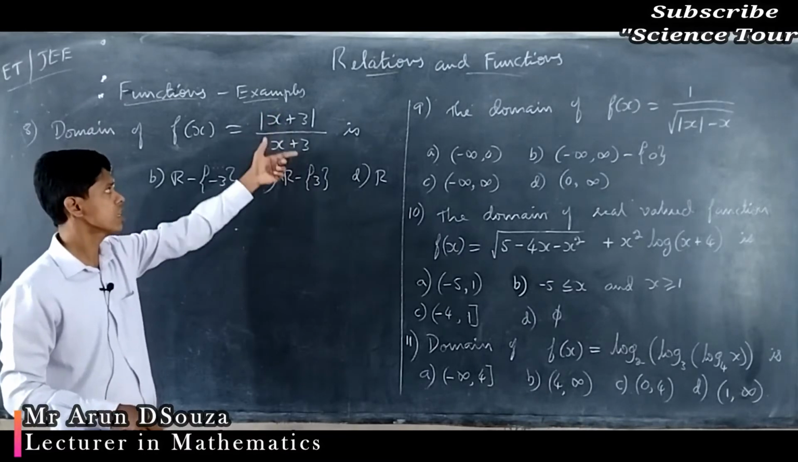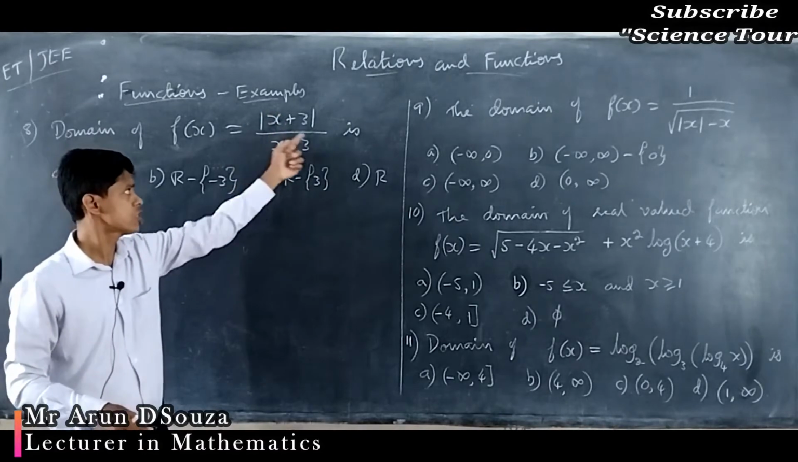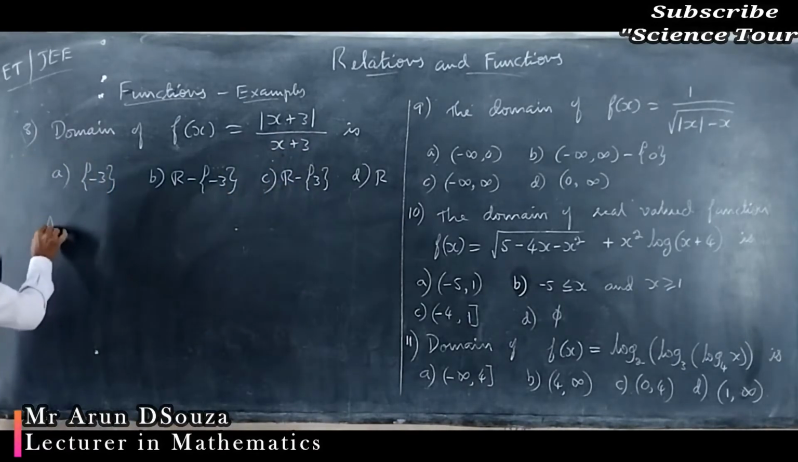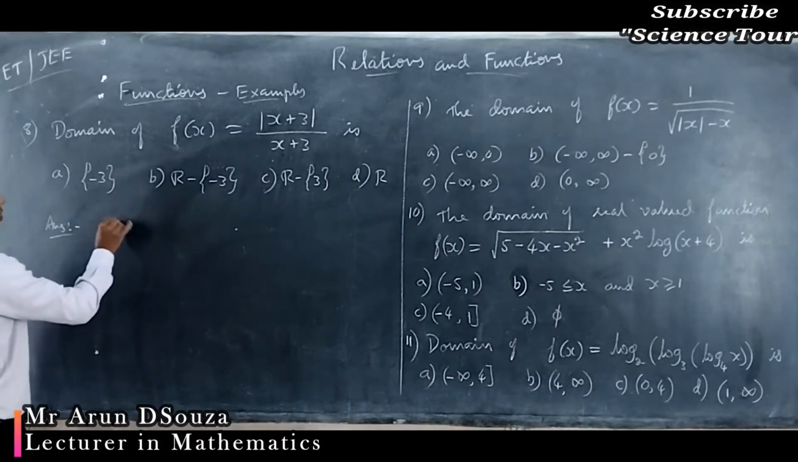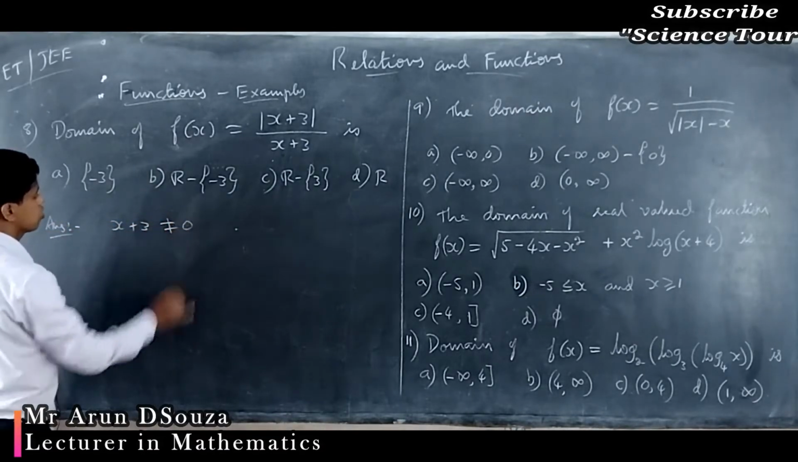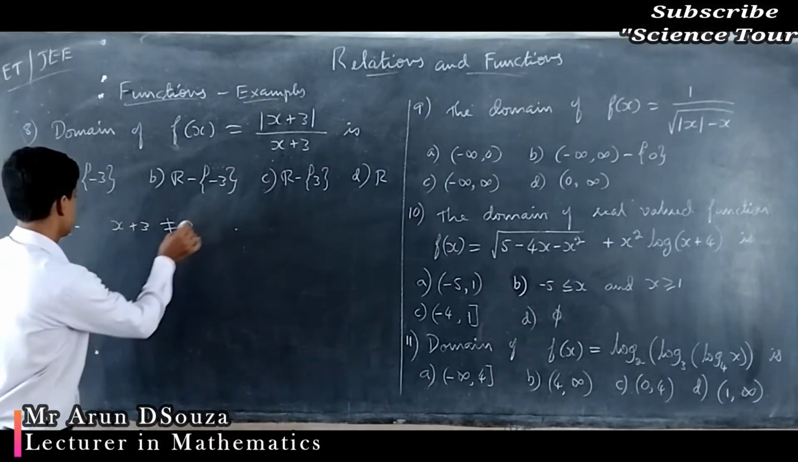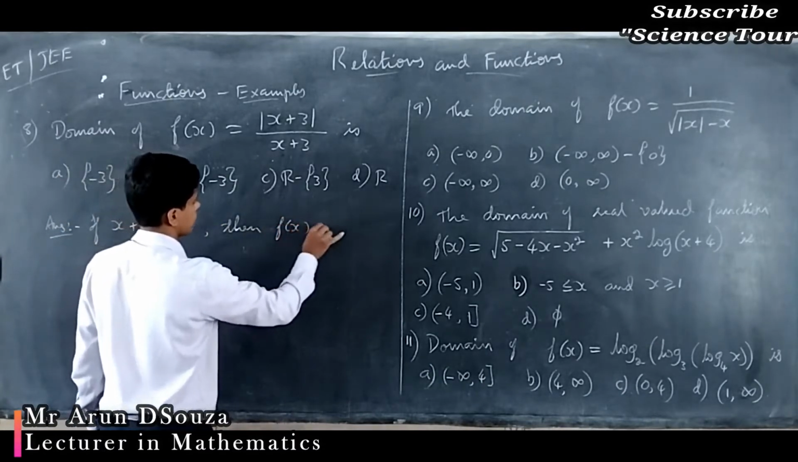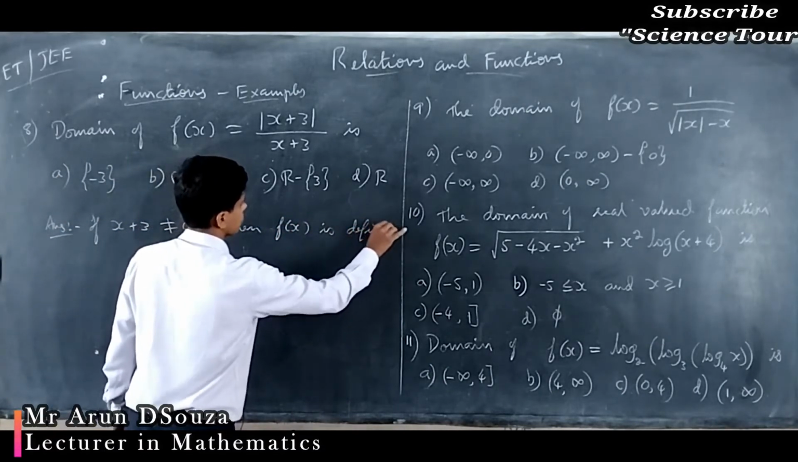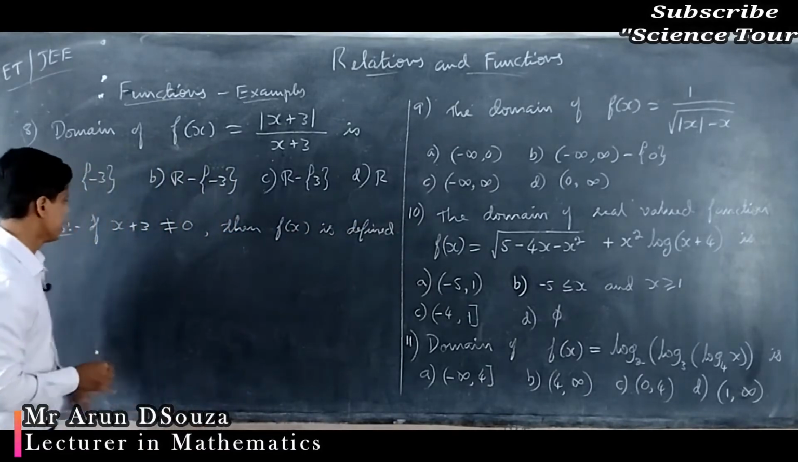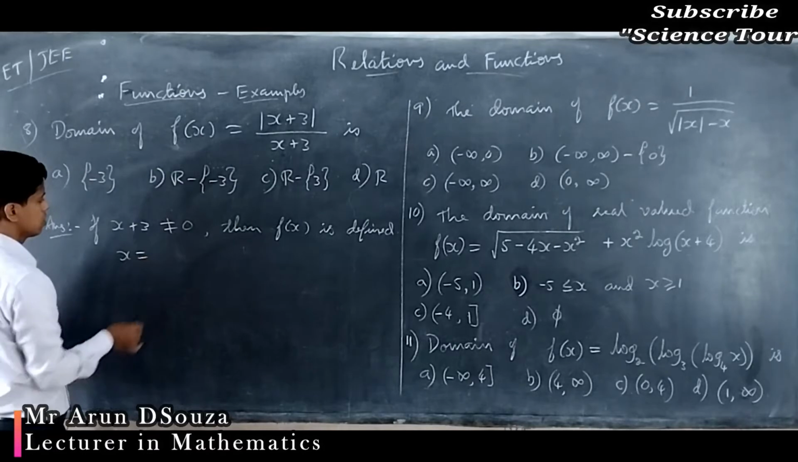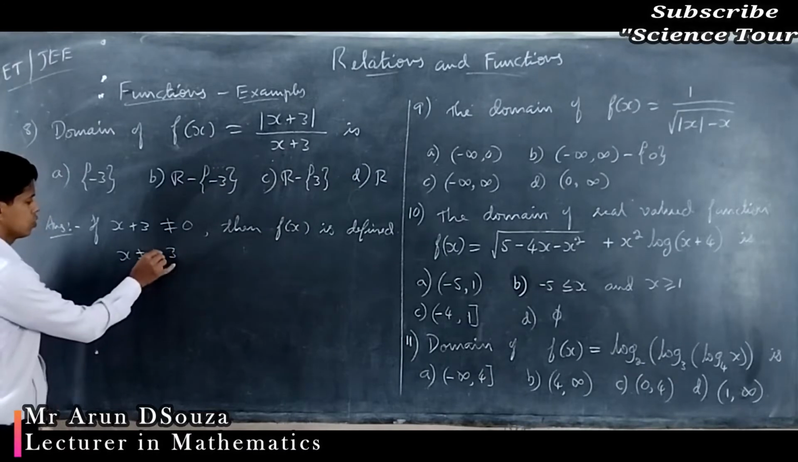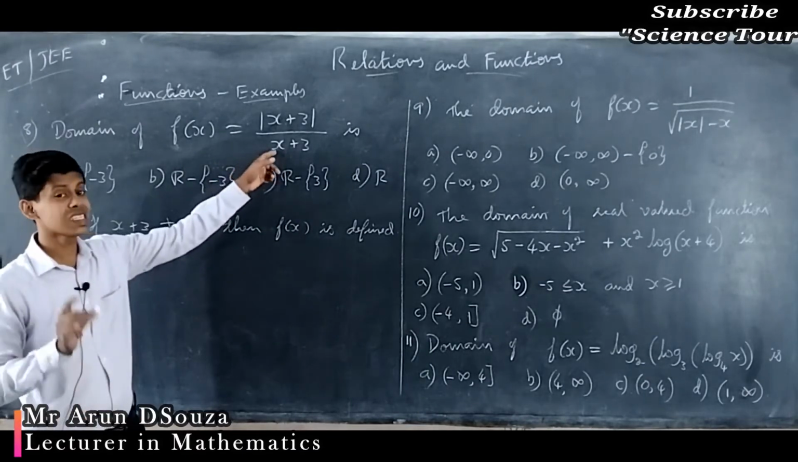So if you have any expression in the denominator, the expression should not be 0. So the denominator should not be 0 here. That means x plus 3 should not be 0. Then only f of x will be defined. Then what does that mean for x? See, x should not be minus 3. So you can have any value of x except minus 3.